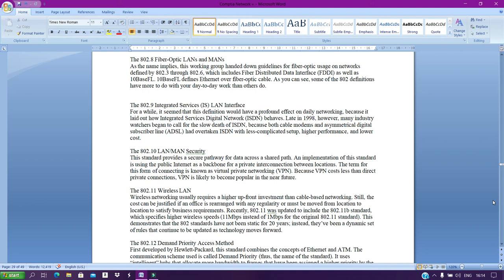The 802.9 Integrated Services, IS, LAN interface. For a while it seemed that this definition would have a profound effect on daily networking because it laid out how integrated services digital network, ISDN, behaves. Late in 1998, however, many industry watchers began to call for the slow death of ISDN because both cable modems and asymmetric digital subscriber line, ADSL, had overtaken ISDN with less complicated setup, higher performance and lower cost.